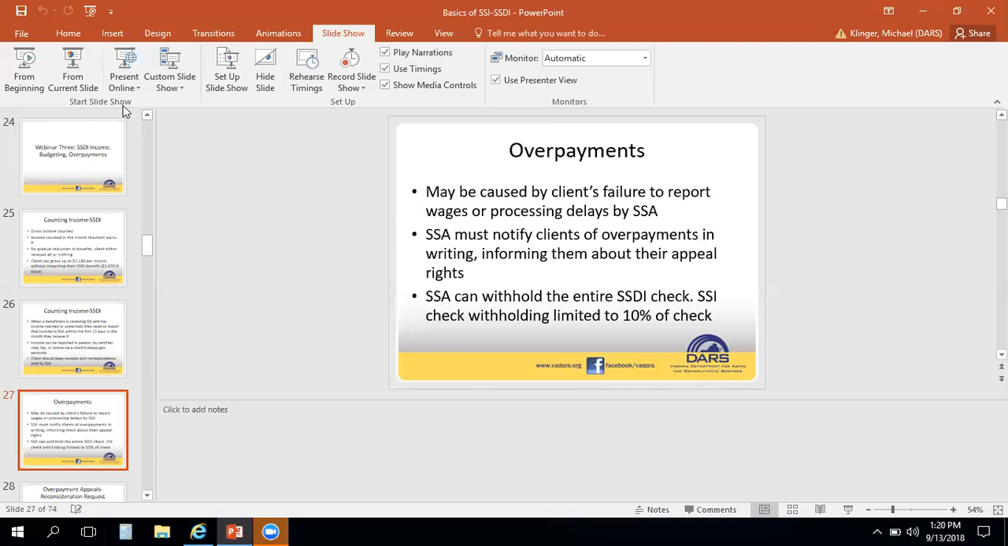So SSDI checks are not based on need. They're just based on disability. And so that's why Social Security can propose to withhold the entire check. And if a client doesn't appeal and the Social Security Administration starts withholding the check, they'll just continue to withhold the benefits every month until the overpayment is paid off.